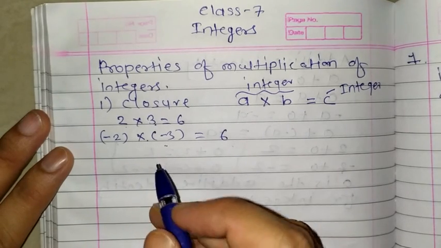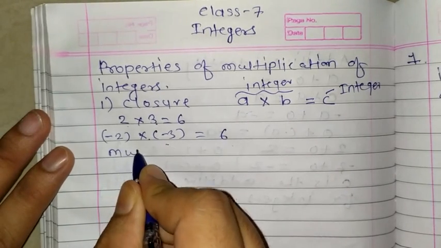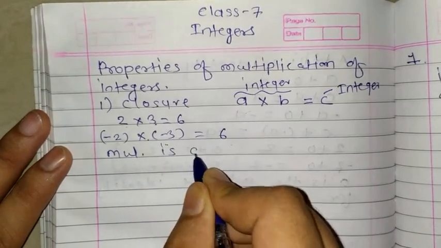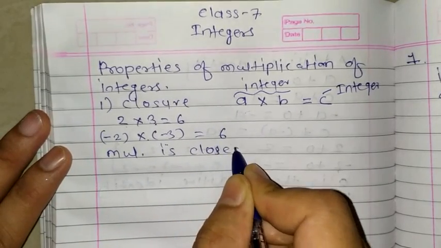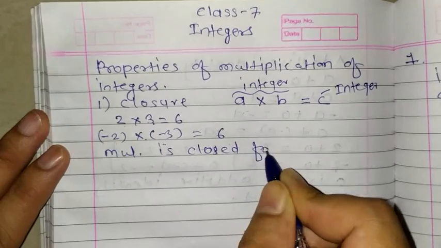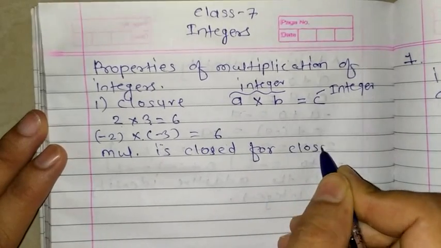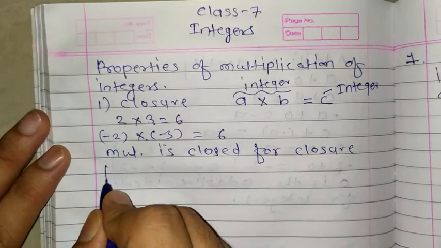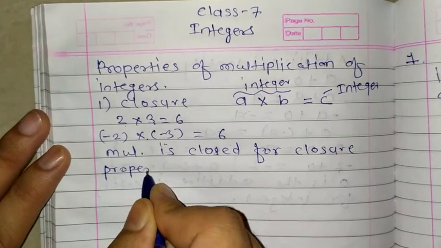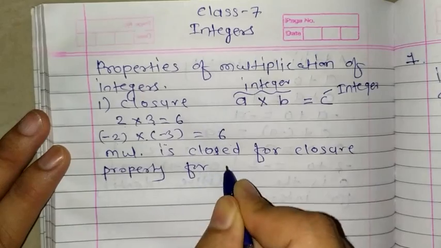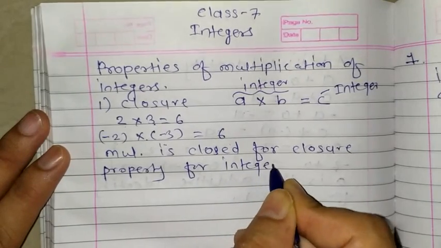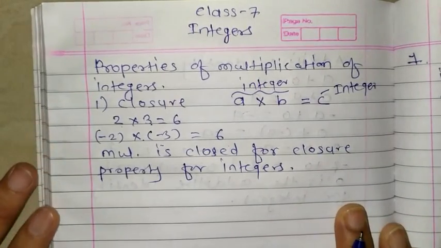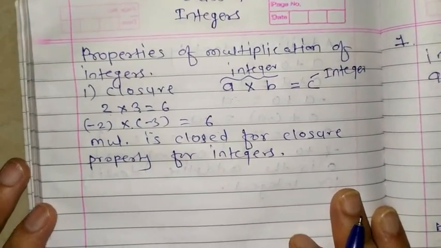So we can say here multiplication is closed for closure property for integers. Multiplication is closed for the closure property for integers.